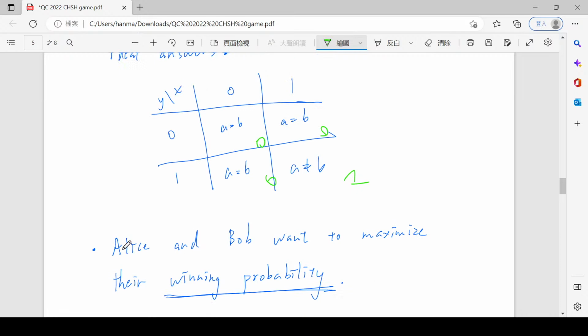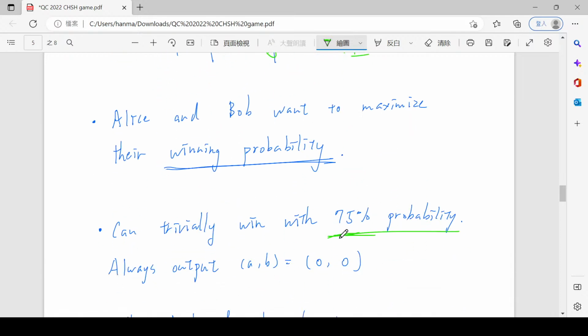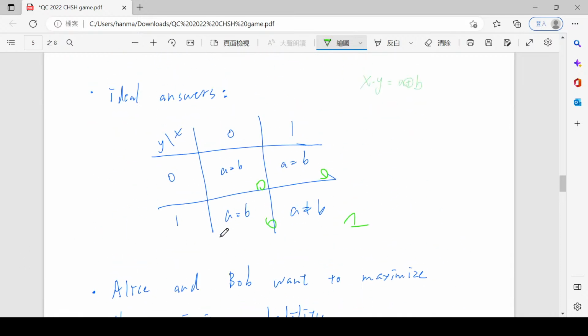Well, they have a way to get 75% probability, and that is they just ditch this block, right? Because you see those three blocks have the same thing. So they will just ditch this block and try to win when X, Y equal these three possibilities: 0,0, 1,0, and 0,1. So they don't care about what X and Y are. They just always output A equal to B. So let's say they always output A equal to 0, B equal to 0.